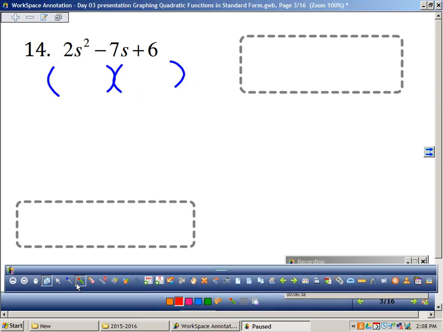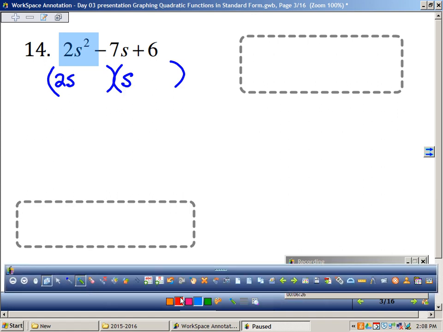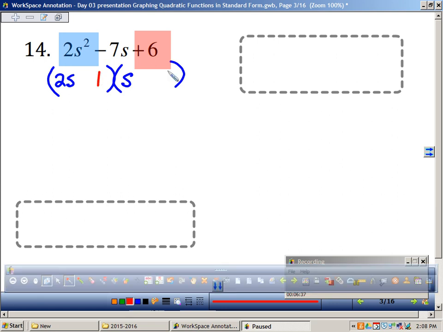This one's easiest to factor right here, the first one. So that's just 2s and s, always, right? And then this one, I might as well do it in red, right? So 6 can be broken up as 1 and 6. Let's take a look at that. 1s, 6 times 2 is 12. Is 12 and 1 going to get you anywhere? What about 6 and 1?